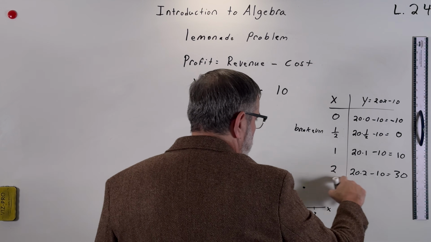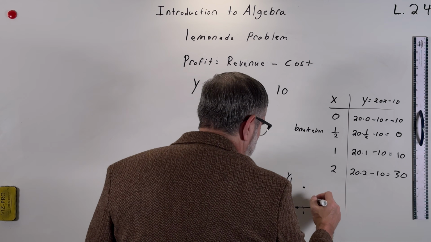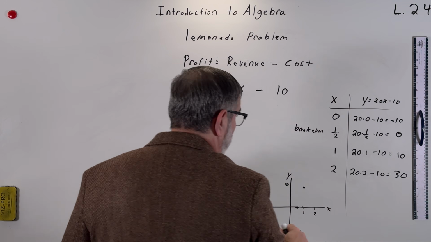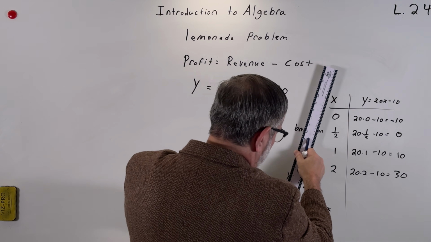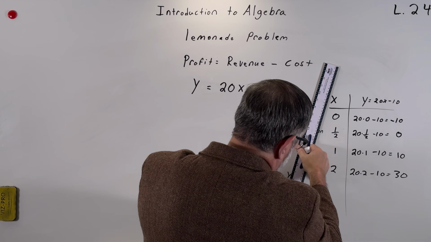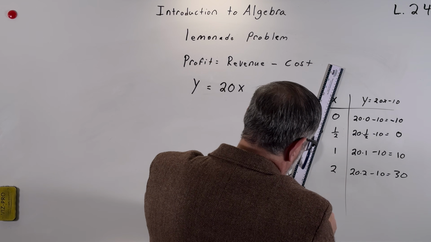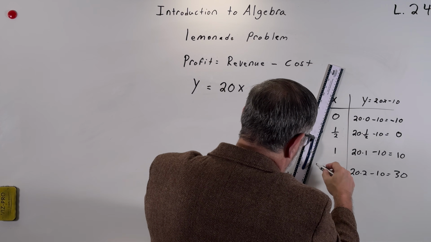And when x is 2, that's $2 a glass, y is 20. Excuse me, 30. That's way up there. It's too far off. We can't even draw it. But you can see we could draw in. We see these 3 points are collinear. That means they lie on the same line.